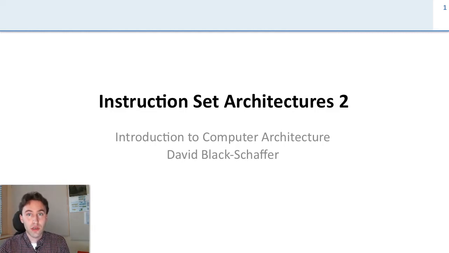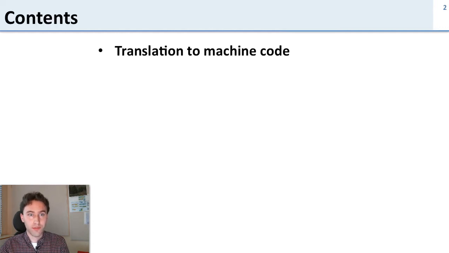Now we're going to continue talking about instruction set architectures. We're going to go into more detail about what we talked about in the previous lecture and introduce some new issues. So today we're going to start out talking about translation to machine code. And this is converting the assembly that we wrote previously into the ones and zeros the machine actually uses.